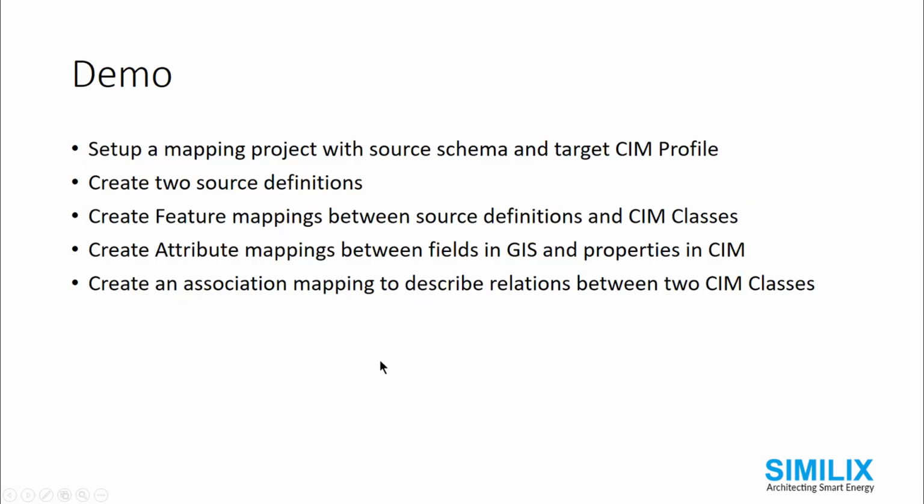To sum up, I will do the following in the demo. Set up a mapping project with source schema and target CIM profile, create two source definitions, create feature mappings between source definitions and CIM classes, create attribute mappings between fields in JS and properties in CIM, and create an association mapping to describe relations between two CIM classes.